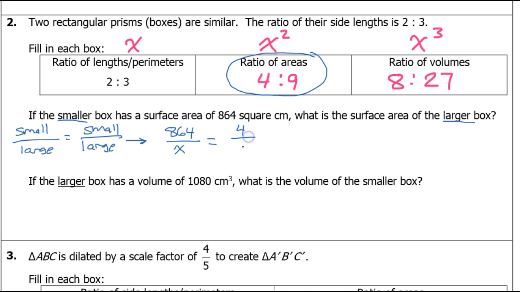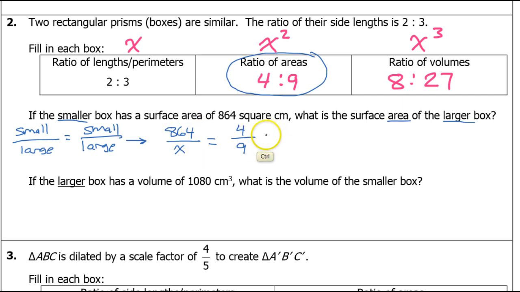So we will do 4 over 9. Okay, how did I know to pick this one and not the 8 to 27 or 2 to 3? Because we are talking about area. So I'm picking the area scale factor. So now it's just a matter of solving this equation.